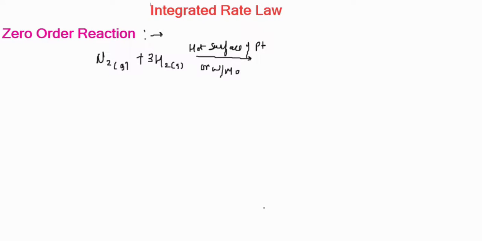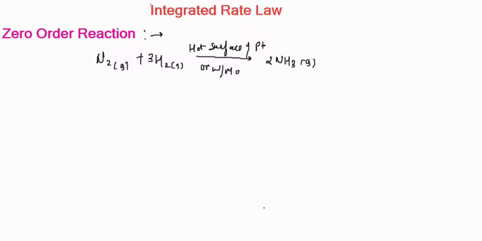So today let's talk about zero order reaction. The order of the reaction is zero. Let's take an example of zero order reaction: N2 in gaseous state plus H2 in gaseous state, over the hot surface of platinum, or tungsten or molybdenum. Then it forms ammonia. This is an example of zero order reaction.